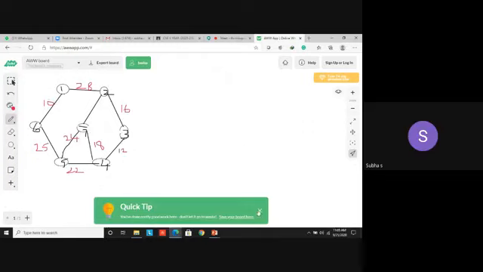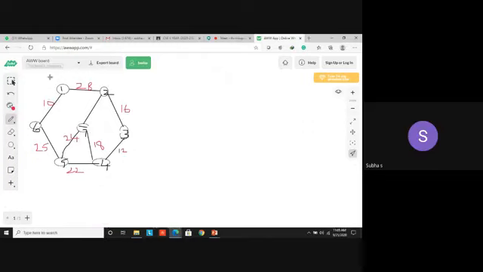Okay. So this is the given graph. This 1 to 2, this weight is 28. Okay. So all the nodes are connected. It can be called as a graph, and each edge is assigned the cost also. 2 to 7 cost is 14.